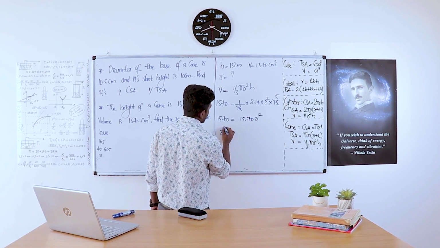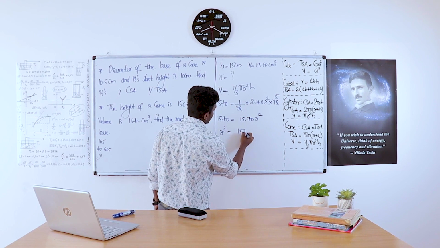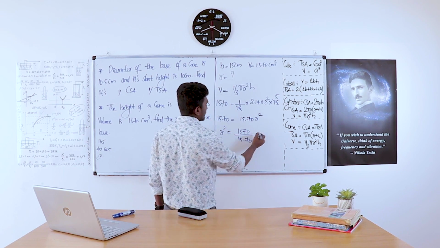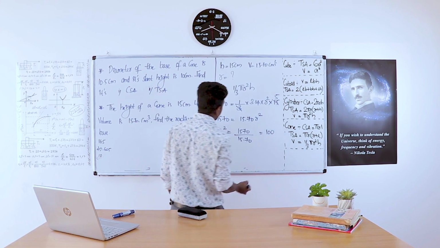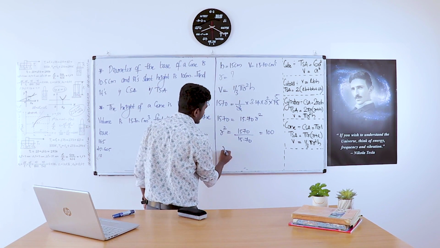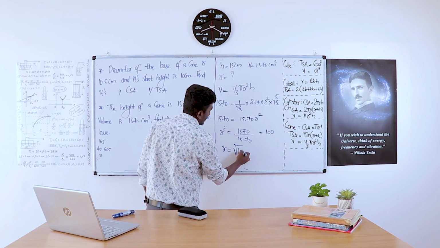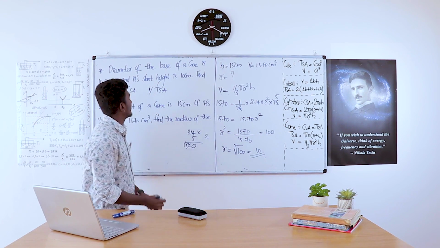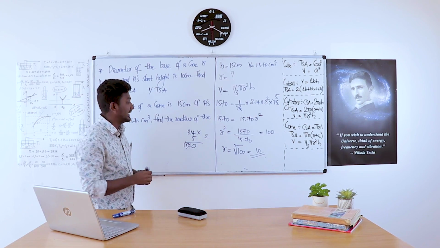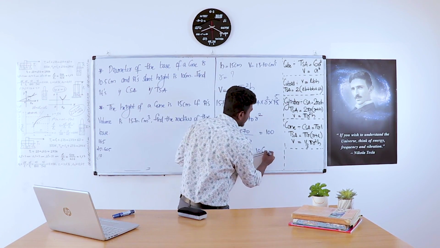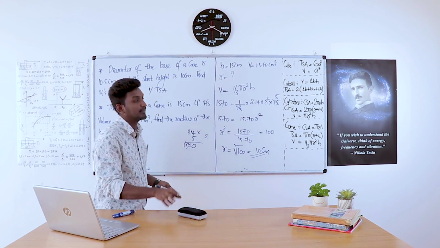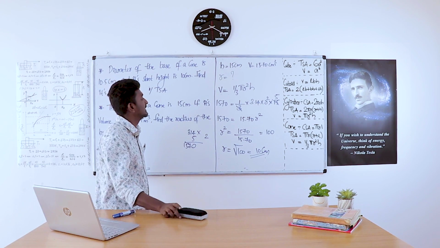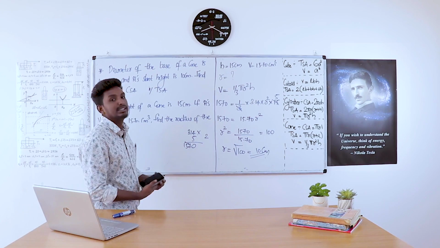So what is r square? R square is equal to 1570 divided by 15.70. So it becomes 100. R square is 100. Then what is r? It is root 100. Then it becomes 10. So what is the radius of the base? It is 10 centimeter. So given height and volume, we need to find the radius. What is the radius? It is 10 centimeter.